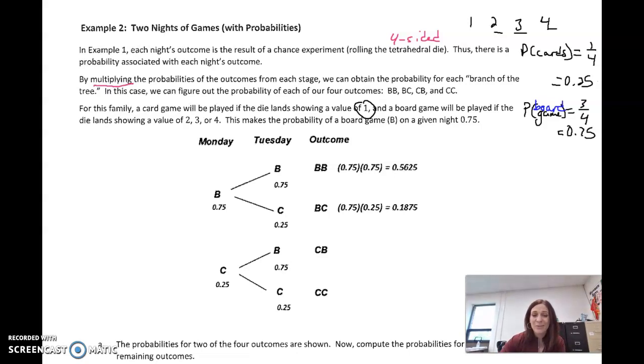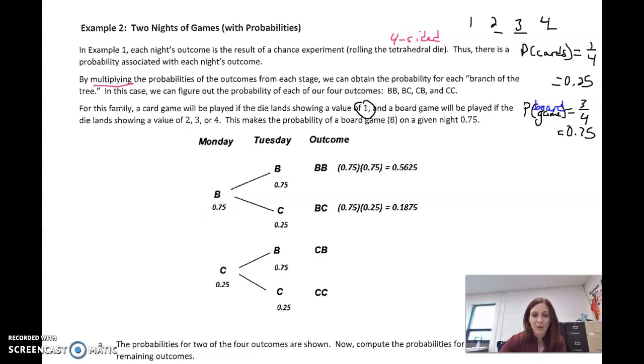The probability of a card game is 0.25, 1 out of 4. But notice that they add to 100%. That's got to happen for the original one. They don't have to add to 100% here, but just for the original one, because it's either going to be a board game or a card game. So when you make your tree diagram, you can just put the probabilities underneath it. If I want to know the probability of getting 2 nights of board games in a row, we just take 0.75 times 0.75. That's how we get this.